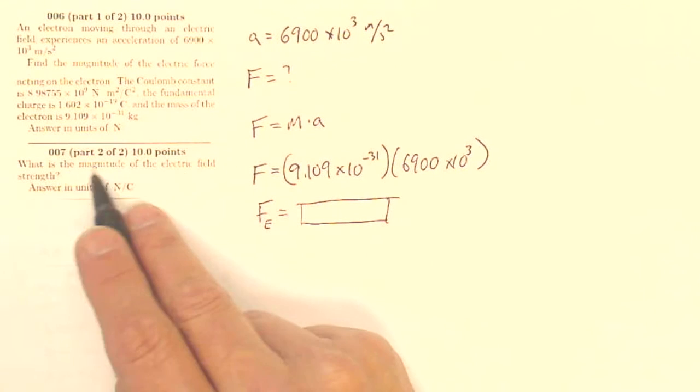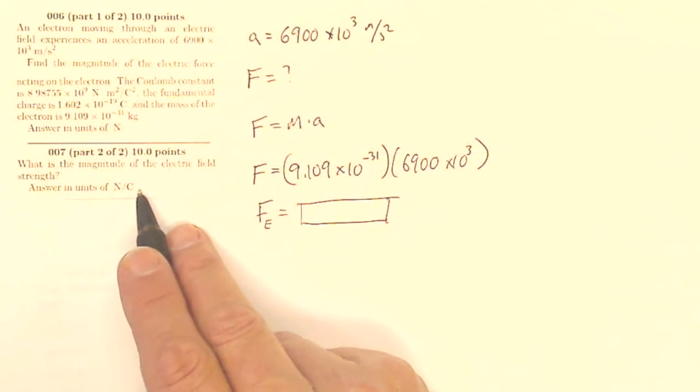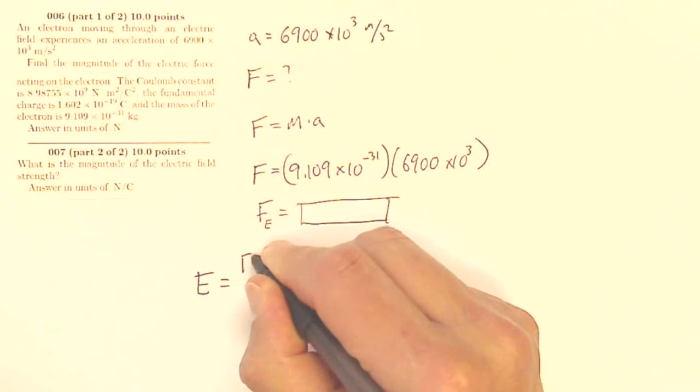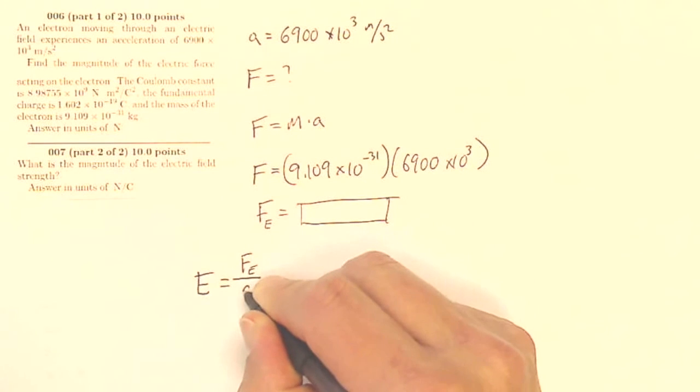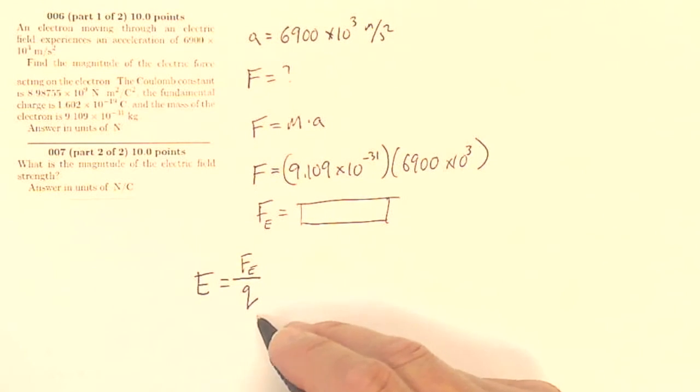That's number 6. For question number 7, it says, what is the magnitude of the electric field strength? Answer in units of newtons per coulomb. Well, I know that my electric field strength is my electric force divided by the amount of charge. It's the force per charge. It's this ratio. Because F equals QE, well, E is going to be F over Q.